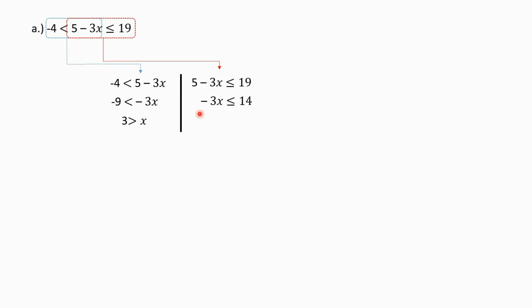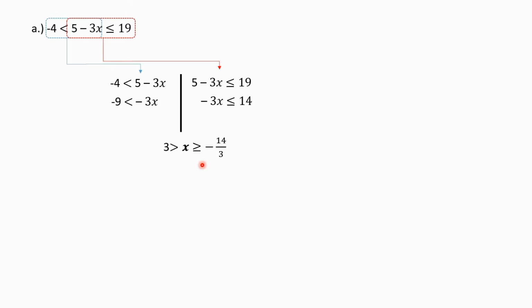Then this one. So transpose negative 5, that is 19 minus 5, that is 14. And at the same time here, when we divided by negative, the inequality sign reverses. So when we combine these two inequalities, this is going to read like this: x is less than 3, or x is greater than negative 14 over 3.